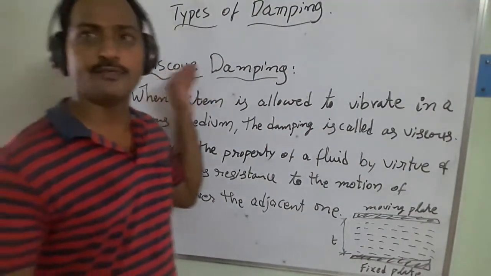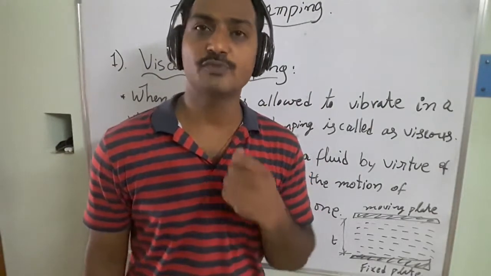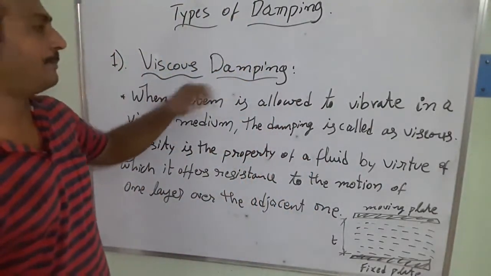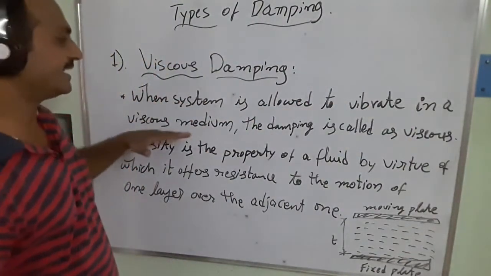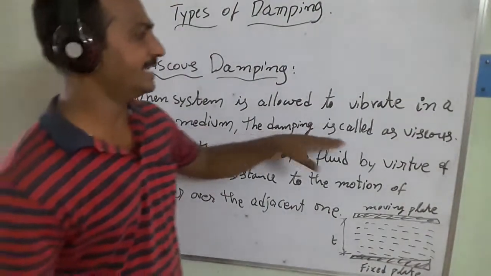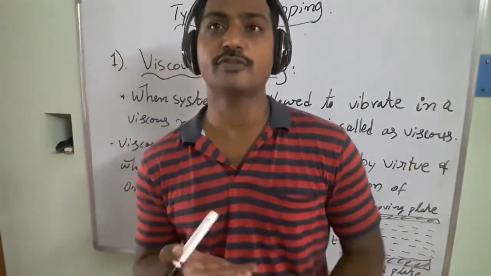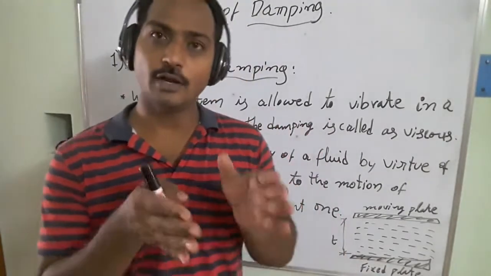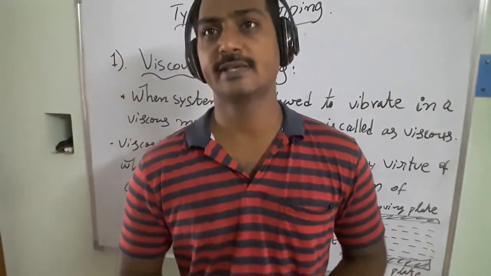As we know, viscosity we generally see in liquid materials. Viscosity can sometimes be called wet friction, right? In viscous damping, what will happen? When the system is allowed to vibrate in a viscous medium, the damping is called viscous damping. When the system starts oscillating in a particular liquid, we can say that is viscous damping.